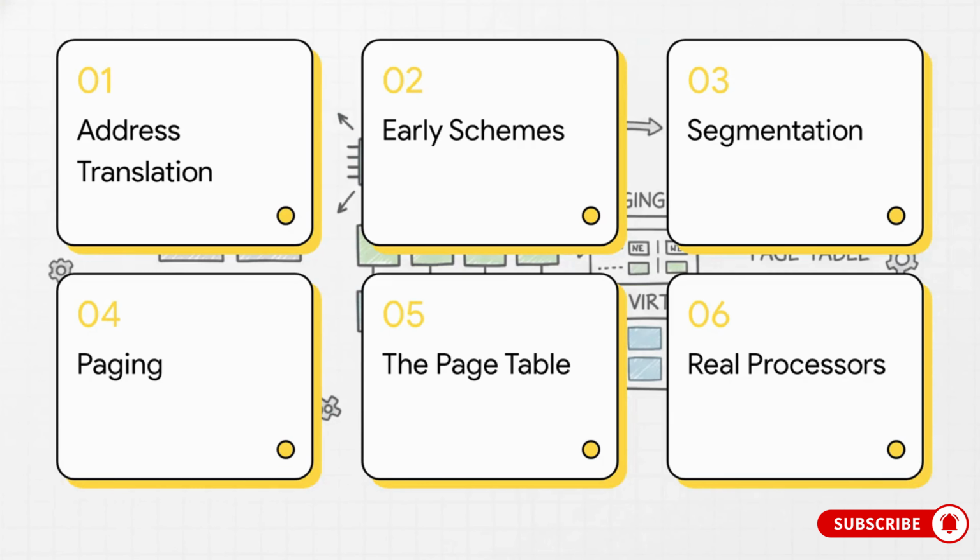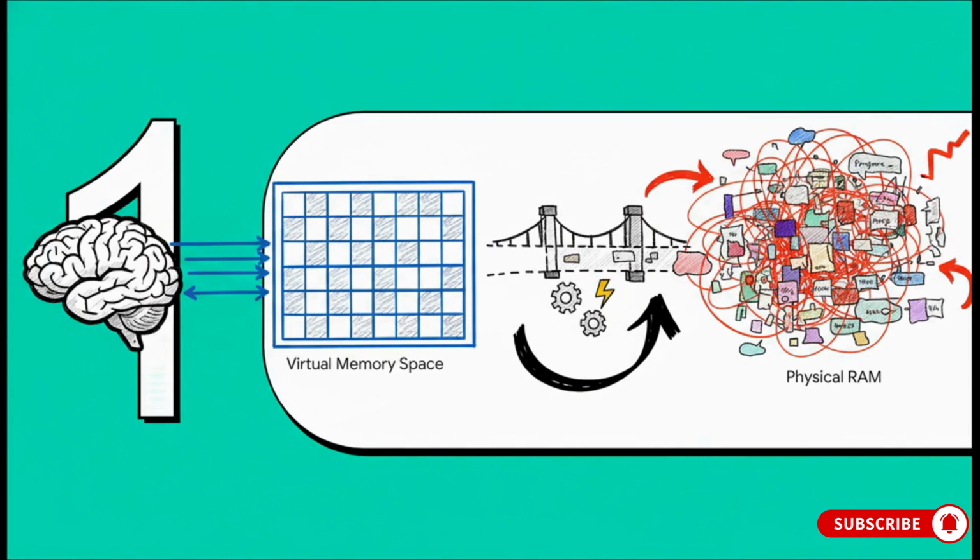To really get how this magic trick works, we've got to build it from the ground up. We're going to start with the main problem, this idea of address translation. Then, we'll take a little trip back in time to look at the first simple ways they tried to solve this, and a huge problem they ran into called fragmentation. After that, we'll check out 2 really powerful ideas, segmentation and paging, that tried to fix things. We'll dive deep into the maps of the system, the page tables, and then finally, we'll see how the processors you actually use, Intel, ARM, put all this theory into action. Okay, let's dive right in.